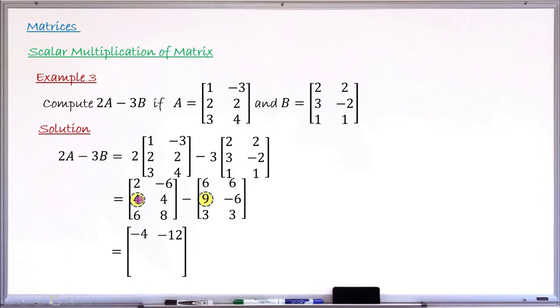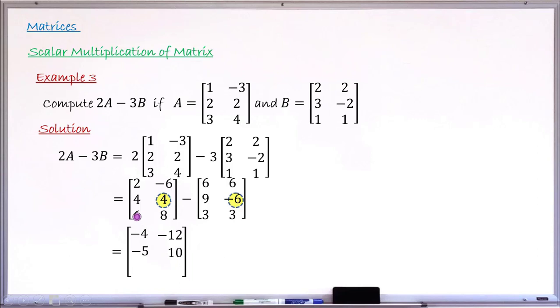So I'll take the next one, which is 4 minus 9. 9 is the corresponding entry in the second matrix. So 4 minus 9, that will give answer minus 5. I'll write it here. I'll continue. So next is 4 minus minus 6. This minus minus will now change it to plus. So you have in the end 4 plus 6. That will give answer 10. I'll write it here. I'll continue.